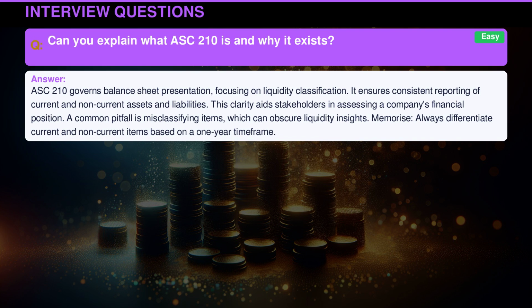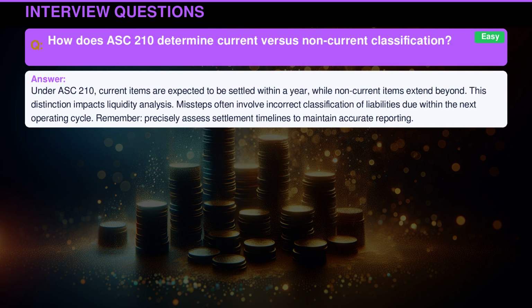Memorize. Always differentiate current and non-current items based on a 1-year timeframe. Under ASC 210, current items are expected to be settled within a year, while non-current items extend beyond. This distinction impacts liquidity analysis. Missteps often involve incorrect classification of liabilities due within the next operating cycle. Remember, precisely assess settlement timelines to maintain accurate reporting.